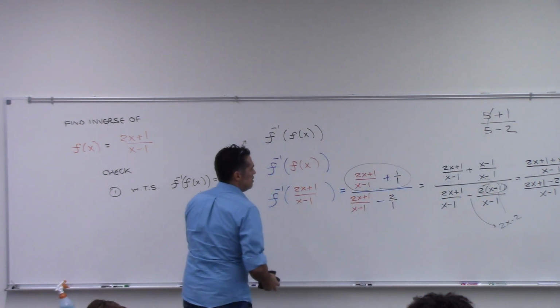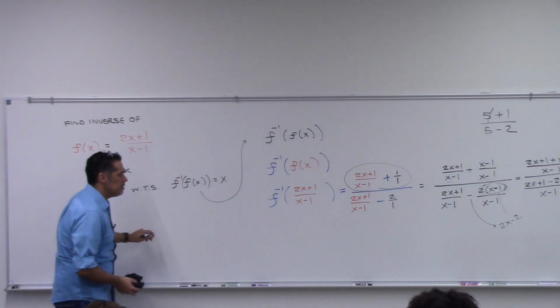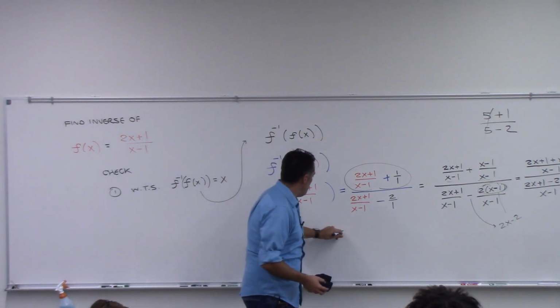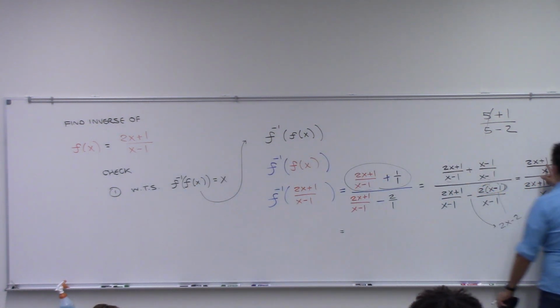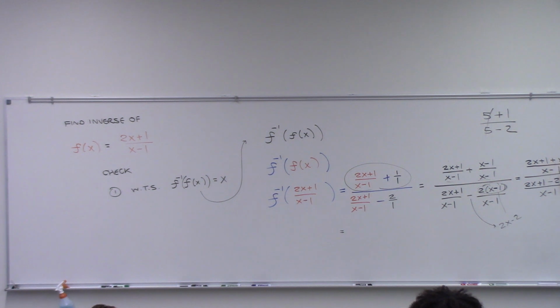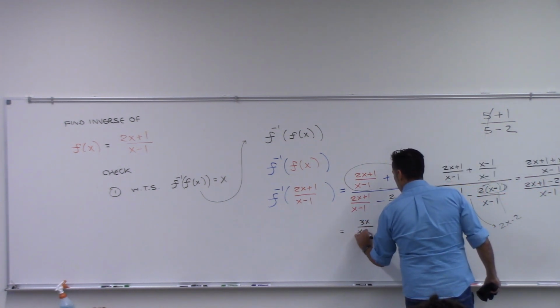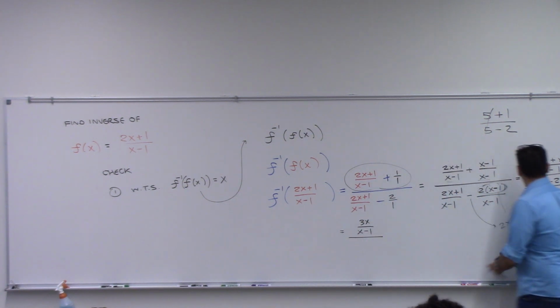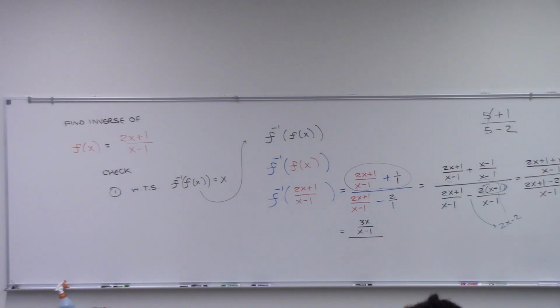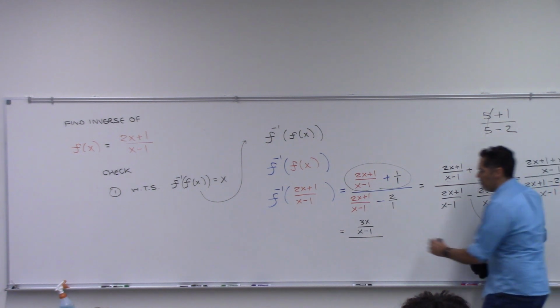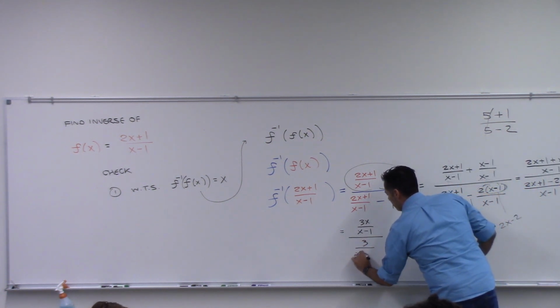Okay, where should I continue? I guess I'll continue right here. All right. So this right here becomes 2x plus 1 plus x minus 1. That's 3x. Just 3x, right? That's just 3x up there, over the common denominator, x minus 1. And then over on the bottom, what do we get down here? 2x, take away 2x, gone. 1 plus 2, 3. 3 over x minus 1.